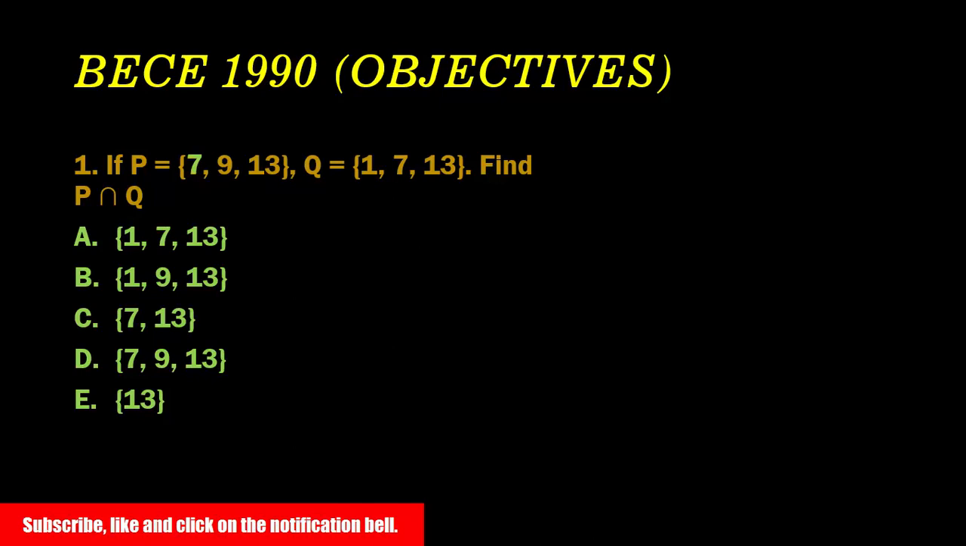Now, you observe that in the set P, we have the number 7 there, and in set Q, we also have the number 7 as well. So they form one element of the intersection of both sets. Again, if you examine set P, there's a number 13, and if you examine Q, there's also the number 13 as well. So that forms the second element of the intersection of both sets. So what is our answer now? This is very obvious. The answer will be option C, as shown on your screen.